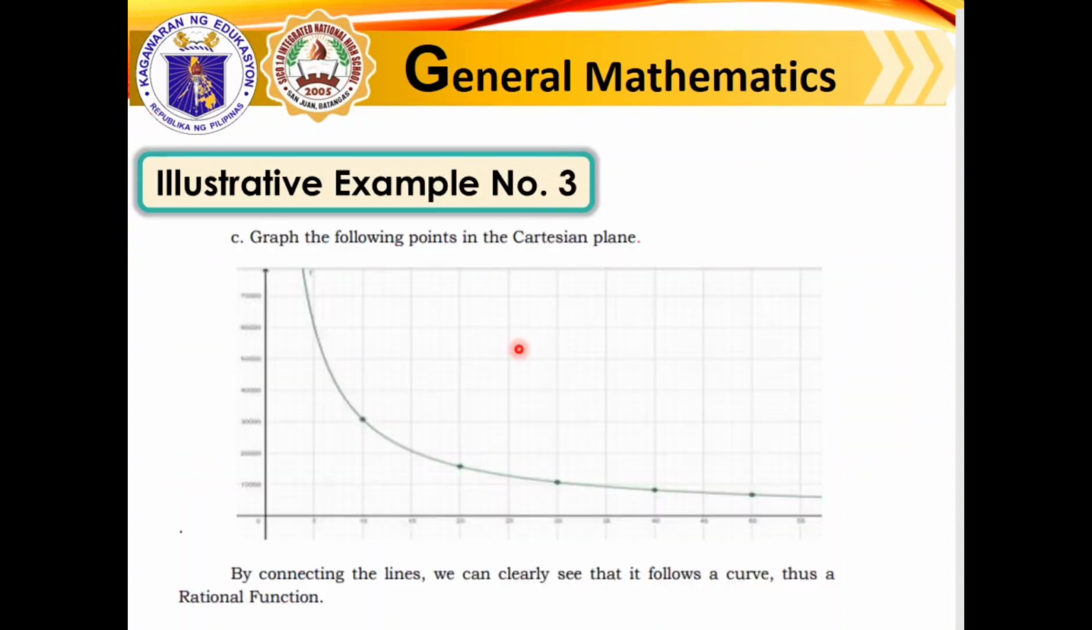So graph the following points in the Cartesian plane. So from the previous slide, we have the table of values. We will just plot the x and y values. So as you can see, these are the x and y values. So 0.1, 0.2, 0.3, 0.4, 0.5, and so on. So as you can see, by connecting the points, we can clearly see that it follows a curve, thus a rational function. So a rational function can also be represented through a graph.